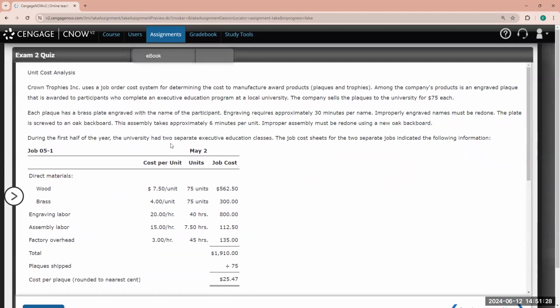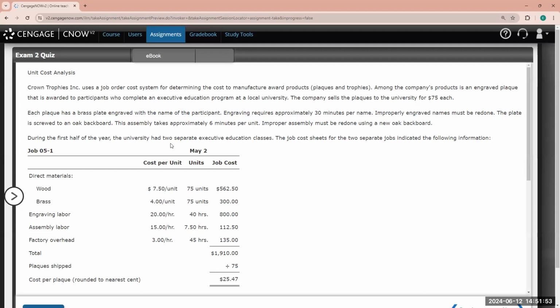All right, so this brings us to the next step. Here it's asking us for a unit cost analysis. So here we see Crown Trophies Inc. uses a job order cost system for determining the cost to manufacture award products, plaques, and trophies. Among the company's products is an engraved plaque that is awarded to participants who complete an executive education at a local university. The company sells the plaques to the university for $75 each.